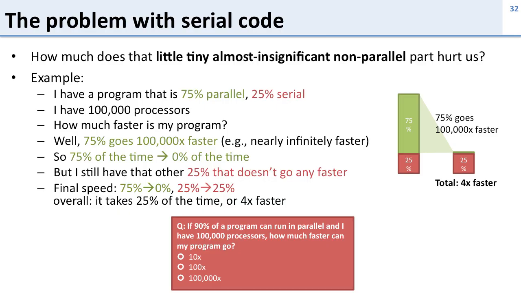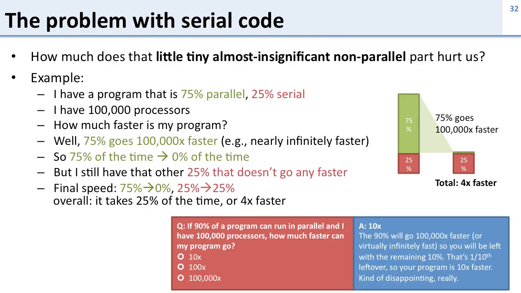So if 90% of a program can run in parallel, and I have 100,000 processors, how much faster can my program go? Well, it can go 10 times faster. So just like the picture we have up here, 90% of the program will now go infinitely faster, so I'll be left over with 10%, and 10% left is 1/10 of the program, so it ran 10 times faster. So it's kind of disappointing that I had a program that 90% of it could run in parallel, and I had 100,000 processors, but I'm only running 10 times faster.